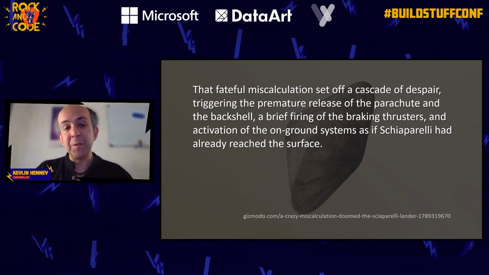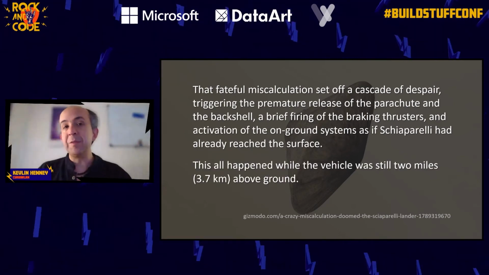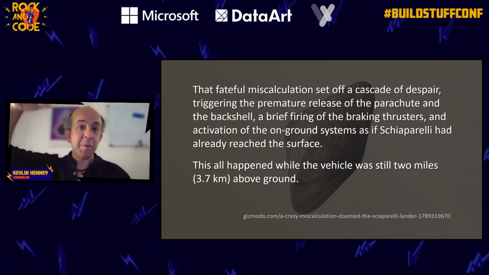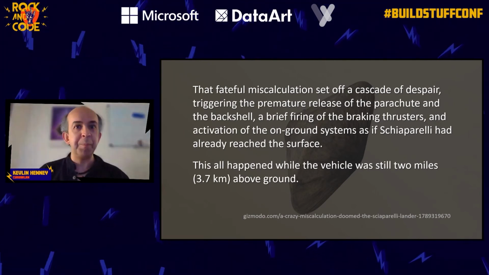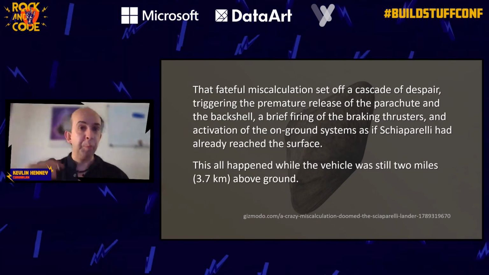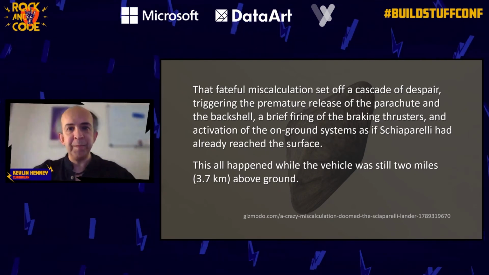Sadly, this all happened while the vehicle was still 3,700 meters above the ground. And Mars's gravity may be lower than Earth's, but 4K is still a drop. And the crash site was visible from orbit, from the ExoMars orbiter. So what do we learn from this?